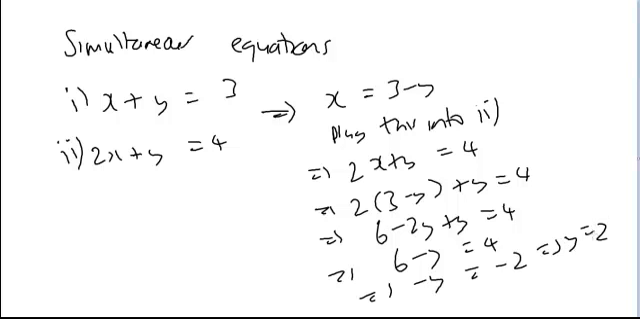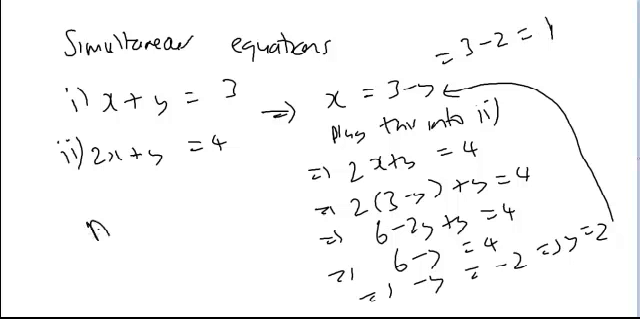Finally, if y is equal to 2, I go back to here. So I know that x is equal to 3 minus y. If y is equal to 2, well then that's equal to 3 minus 2, which is equal to 1. So my answer is x is equal to 1, y is equal to 2.